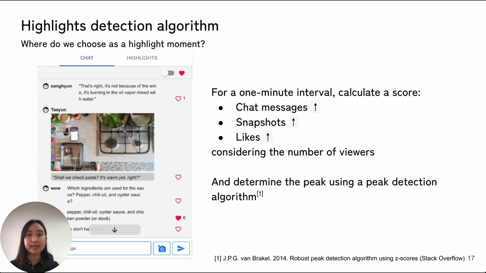To detect highlights, we divide a segment into 1-minute intervals and calculate the score for each interval. We give more score if there are more chat messages, snapshots, and likes. After scoring each interval, we determine the peak using a peak detection algorithm.